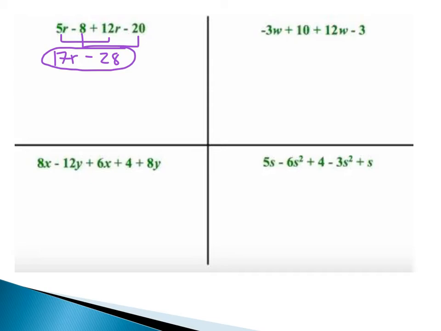Next one here, I get negative 3W plus 10 plus 12W minus 3. So I'm going to take the W's, negative 3W plus 12W. So I got negative 3 plus 12. That's going to give me 9W. 10 plus negative 3. Okay, so we're adding negatives again here. So 10 plus negative 3 is going to give me positive 7. So I get 9W plus 7.